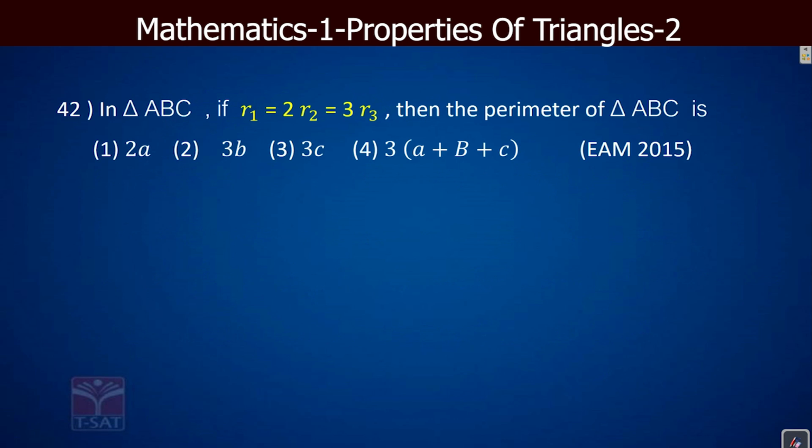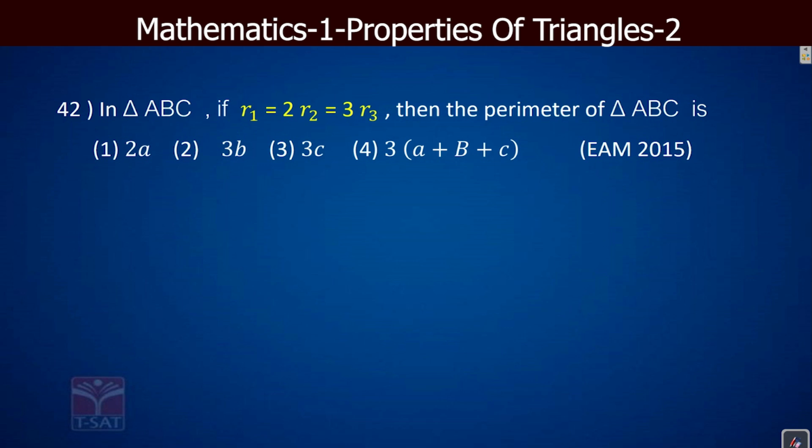Next, question 42. In triangle ABC, if small r1 = 2 r2 = 3 r3, where r1, r2, r3 are the exradii, r1 is the exradius opposite to vertex A, r2 is the exradius opposite to vertex B, and r3 is the exradius opposite to vertex C, then the perimeter of triangle ABC is: 1, 2A; 2, 3B; 3, 3C; 4, 3(A + B + C). This is EAPCET 2015.